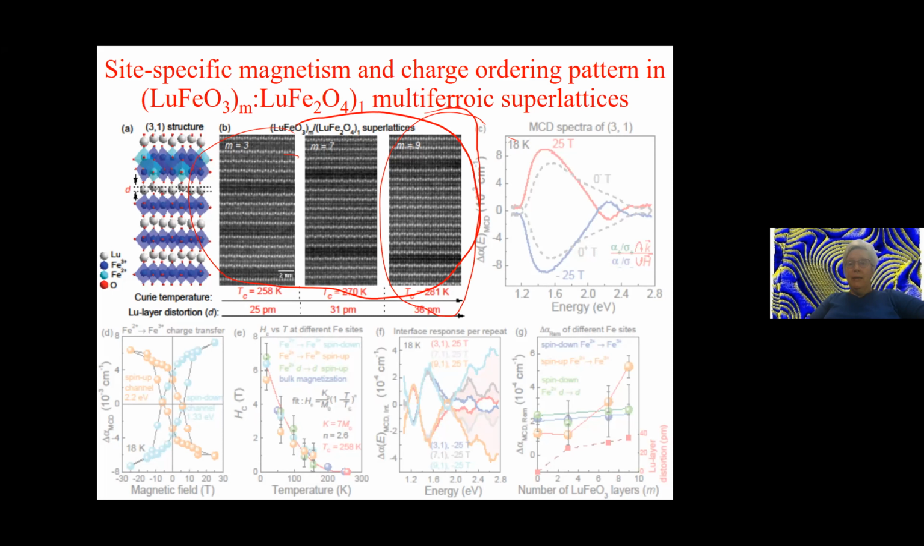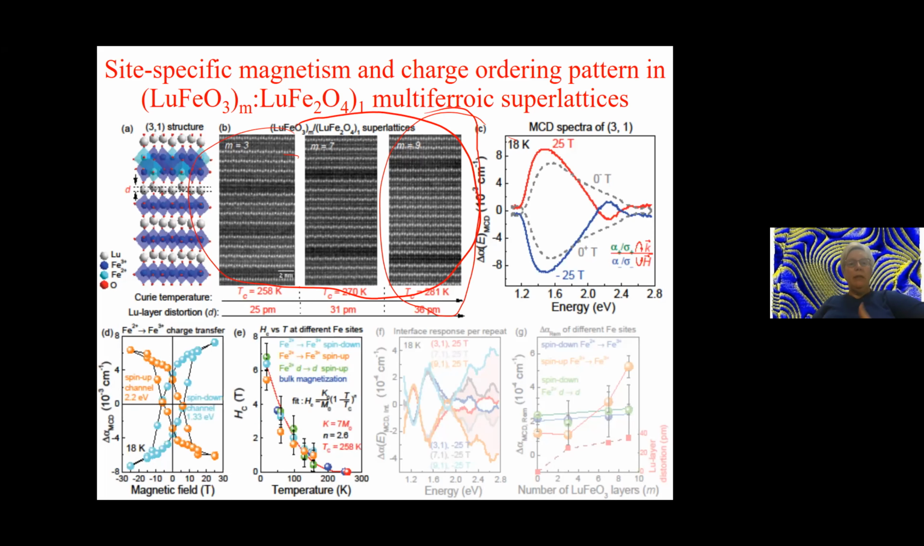Okay, it turns out that as you increase the layering, the lutetium layer distortion becomes more and more rumpled. So we measured the magnetic circular dichroism spectrum of these superlattices. And by making constant energy cuts that correspond to different charge excitations, we can reveal microscopically what each of the different iron centers in this material is doing. So we can map out optical hysteresis loops, we can get coercive fields, remnant fields, and so on. Well, one of the things we did as part of this project was extract the interface response for the lutetium ferrite superlattices. And we did that for all three of these materials, the 3-1, 7-1, and 9-1 superlattices.